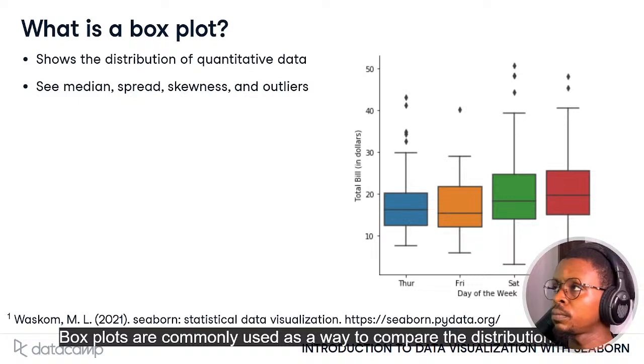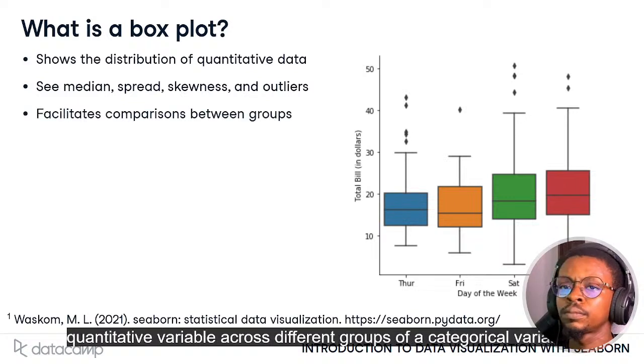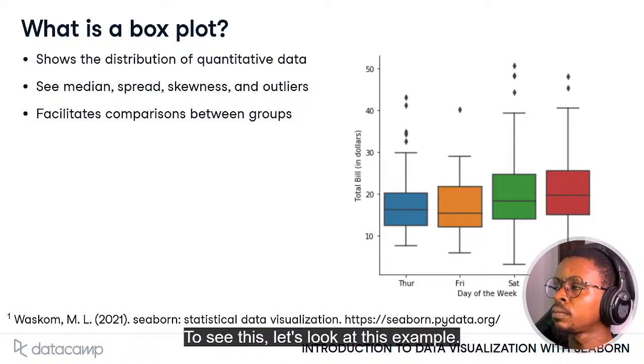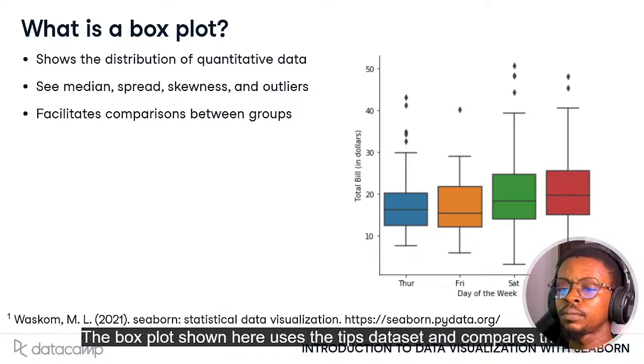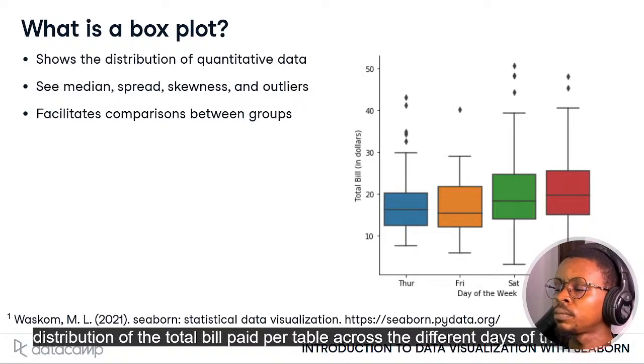Box plots are commonly used as a way to compare the distribution of a quantitative variable across different groups of a categorical variable. To see this, let's look at this example. The box plot shown here uses the tips dataset and compares the distribution of the total bill paid per table across the different days of the week.